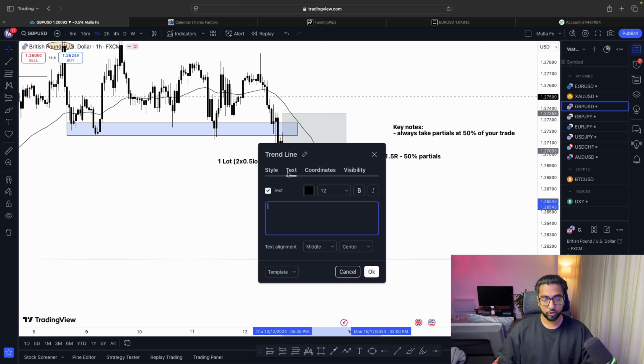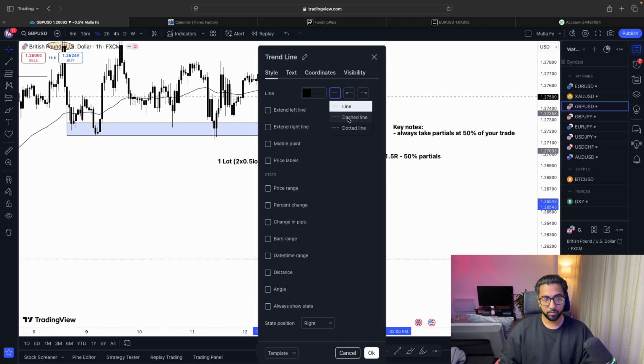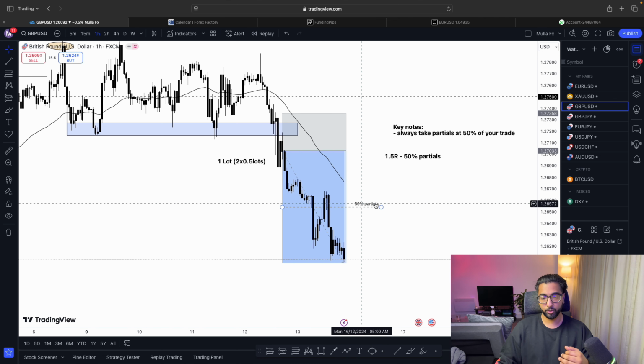What I would do is I'll just mark on the charts, I'll say 50% partials. Okay, and I'll probably just put that on the right, the top, and let's make it a dash line there. And this is what you would see.